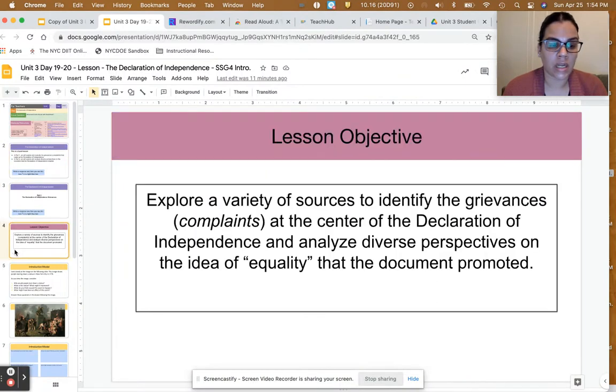Our lesson objective is to explore a variety of sources to identify the grievances and complaints at the center of the Declaration of Independence and analyze diverse perspectives on the idea of equality that the document promoted.